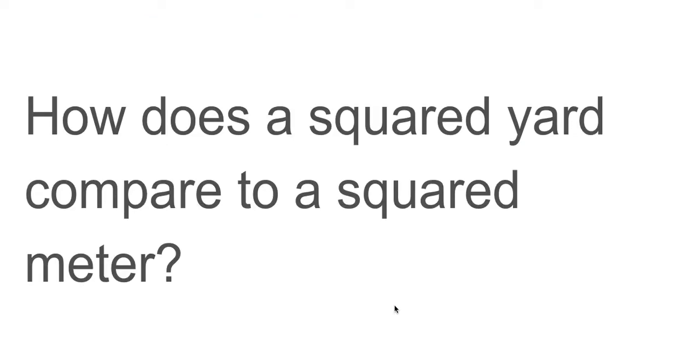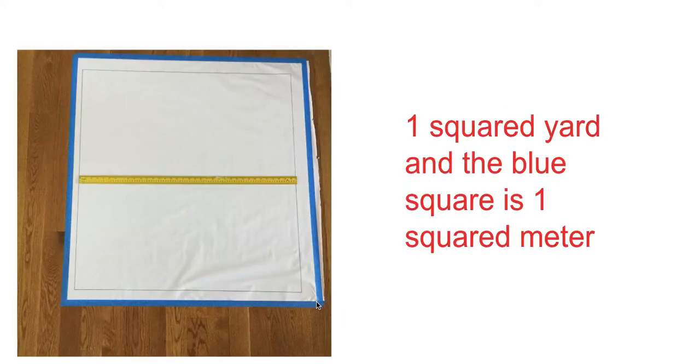Well, what does a squared yard look like in comparison to a squared meter? If you look at the blue square on the outside, that is 1 squared meter. 1 meter equals 100 centimeters. So you can see 1 meter, 1 meter, 1 meter, 1 meter. The blue square, everything inside is 1 squared meter, and the inside is a squared yard. As you can see, they're pretty close in their size.